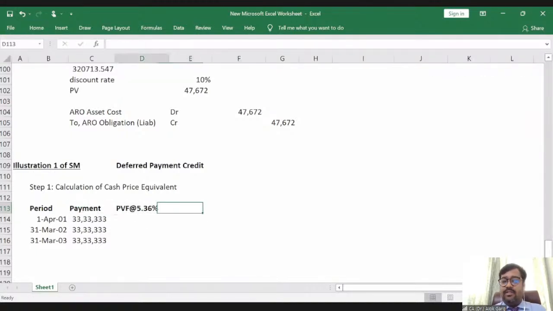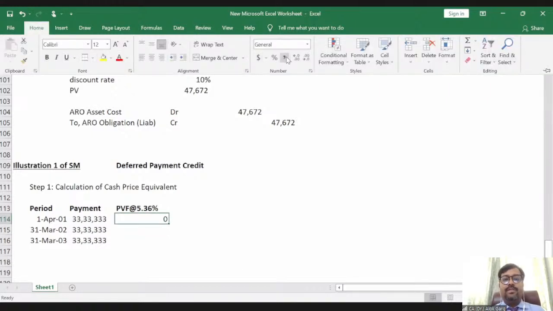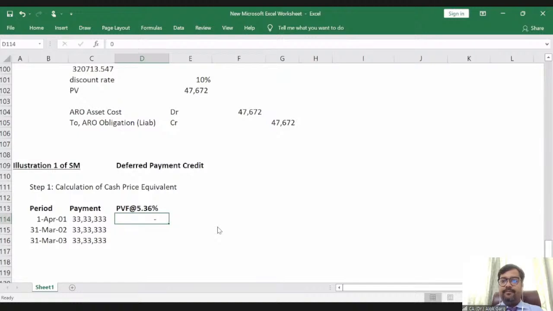Now tell me, for the first installment, will there be any present value factor? Answer is no. There will not be any present value factor. Why? Because the payment is going to happen at the beginning of the period. So the present value factor is 0. When I say 0, I mean to say it is 1. So there is no time value of money. Whatever I am paying is my current price, that is my present value. So it is 1. Clear?